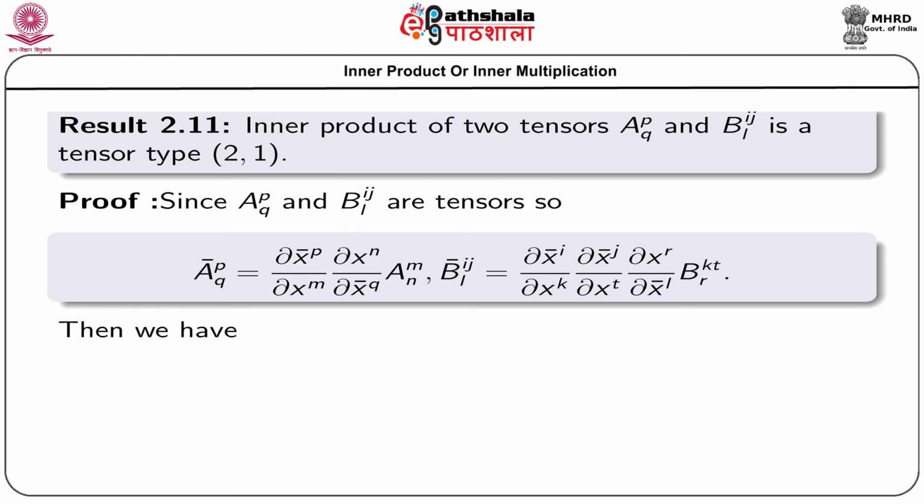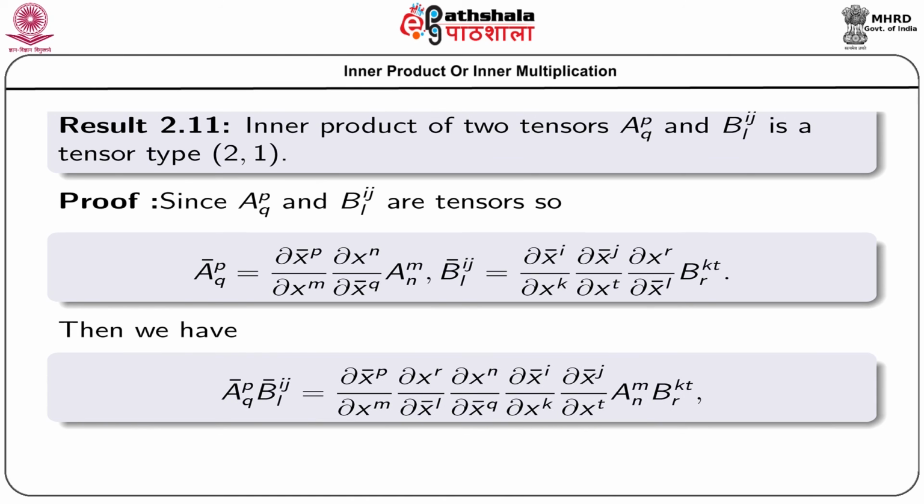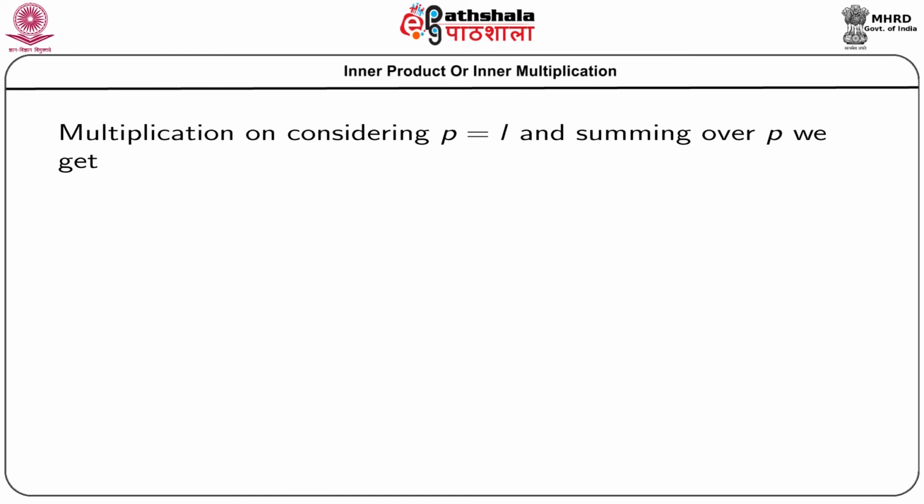Then for the outer multiplication of these two tensors, we have this form: A bar^{pq} B bar^{ij}_l can be written by writing side by side on the right hand side ∂x̄^p/∂x^m ∂x^r/∂x̄^l ∂x̄^q/∂x^n ∂x̄^i/∂x^k ∂x̄^j/∂x^t A^{mn} and B^{kt}_r.